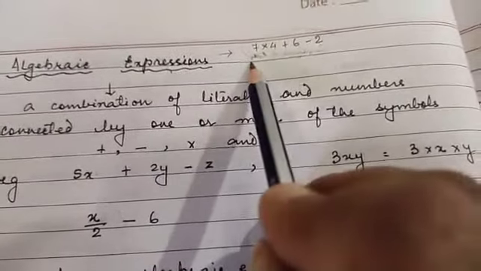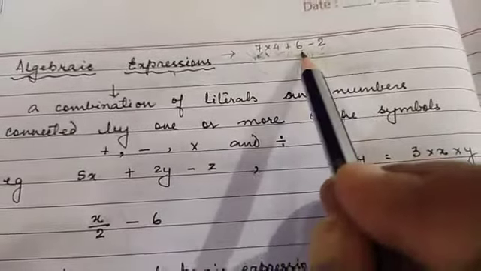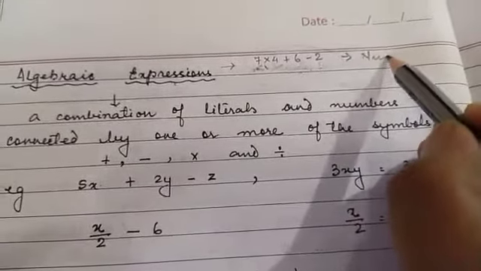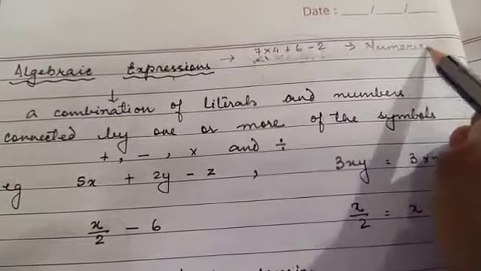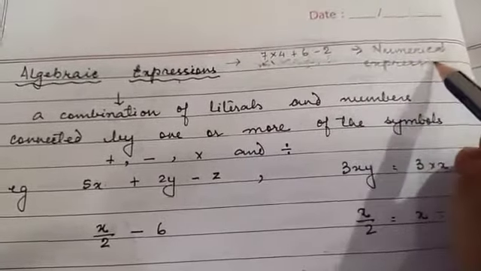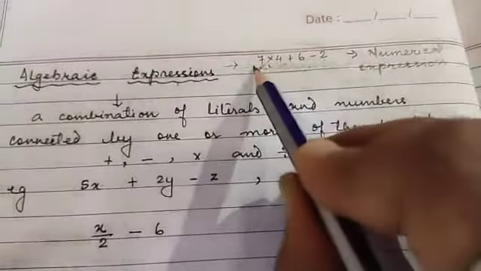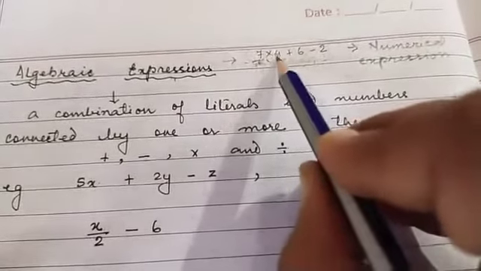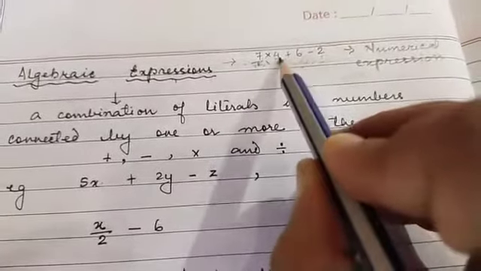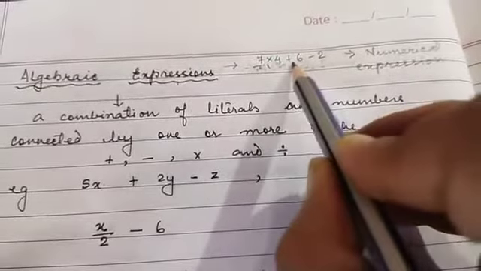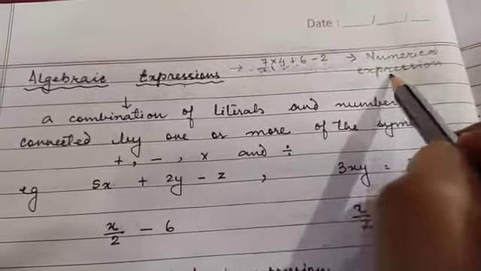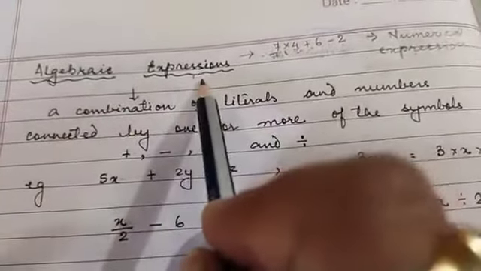Okay, if we have only constant values, then it is known as a numerical expression. When we have only constant values, these are constant values: 7 value is fixed, 4 value is fixed. Okay, when we have constant values connected by one or more of the symbols, then it forms a numerical expression. Then what is an algebraic expression?